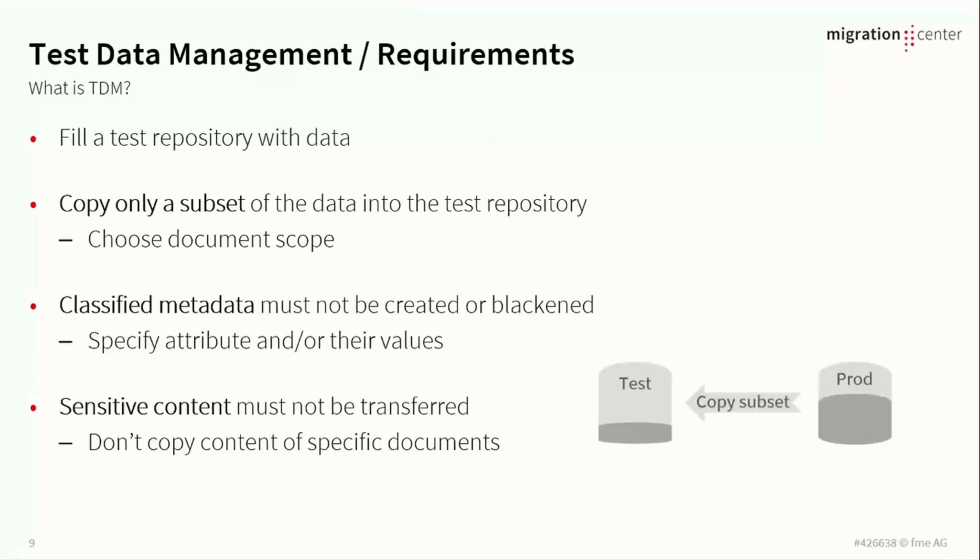Then the third big one is sensitive content. It goes along with the classified metadata. You do not want special content, let's say content which has a security class A or something like this, to be inside the test and dev system. So there must be an option to not move the content, or even to create a dummy content file for the test applications in the test systems. So that's the three technical requirements.